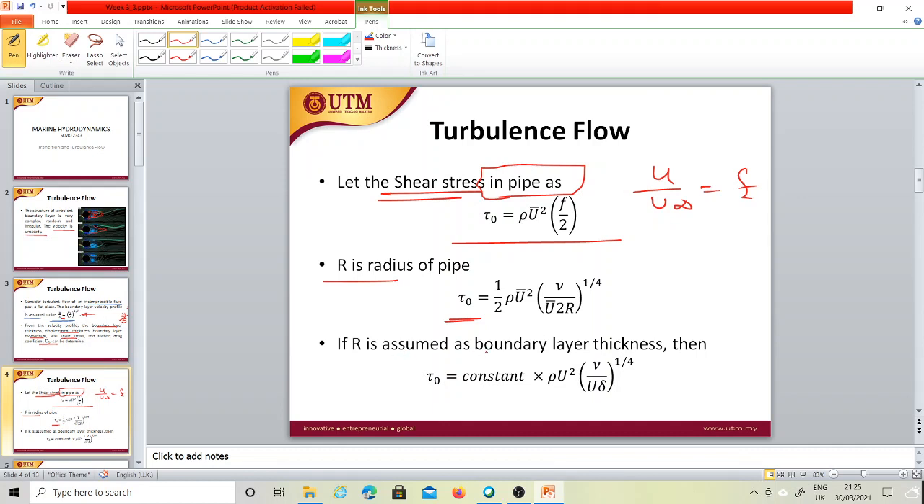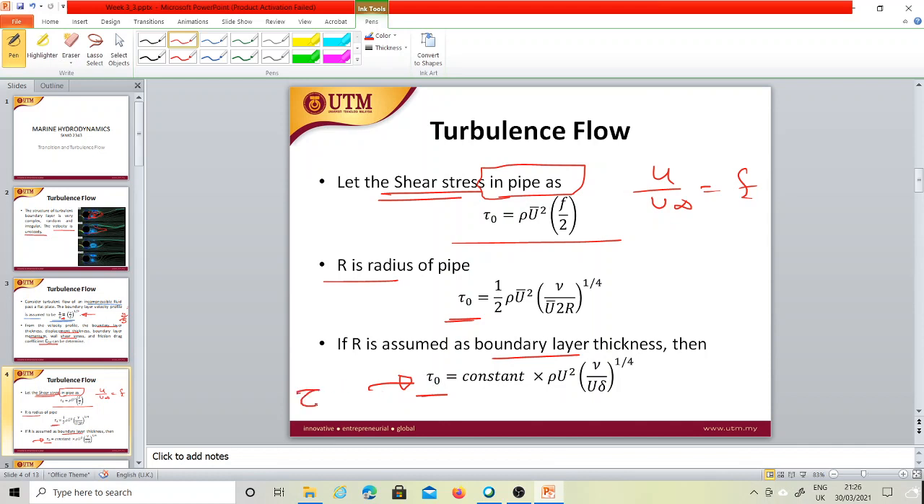And if r is assumed to be the boundary layer thickness, that is, r is equal to the boundary layer thickness, then this tau, that is the wall shear, can be written as a constant multiplied by rho u square mu by u delta to the power 1/4. Remember that this one is wall shear, that is the shear stress at y is equal to 0.